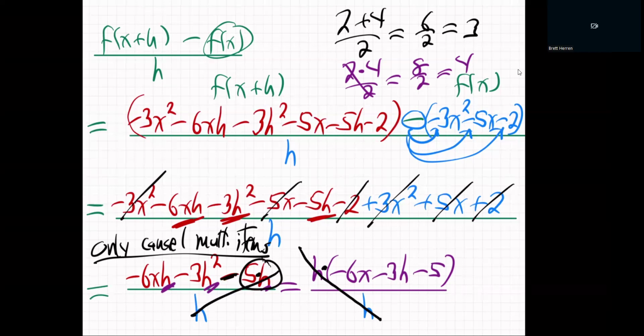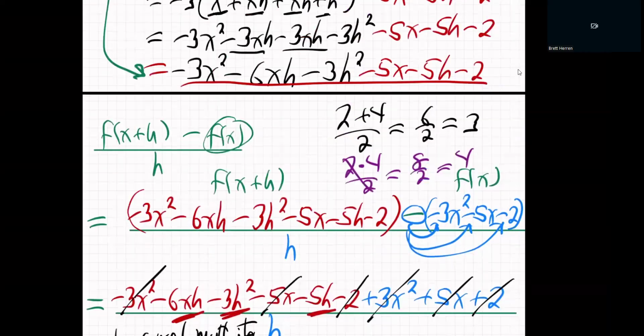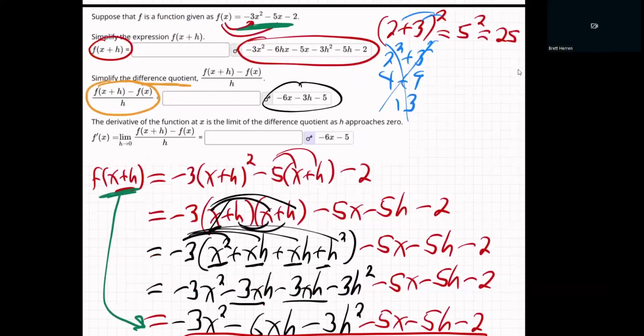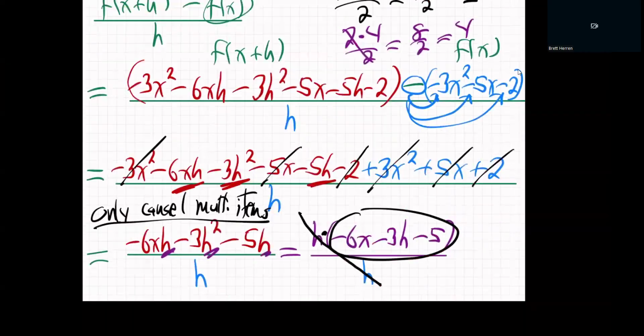He's part of somebody that's involved with adding, subtracting. You can't cancel him. Can't cancel added, subtracted items, only multiplied items. Okay, so what does that leave us with? Just what you're seeing right here. So this is the answer to the second part. Minus 6x minus 3h minus 5, you see?